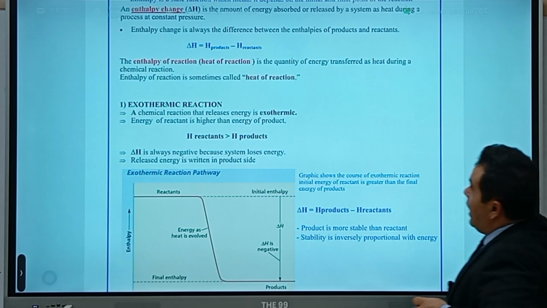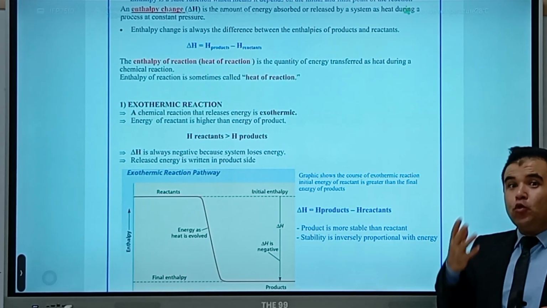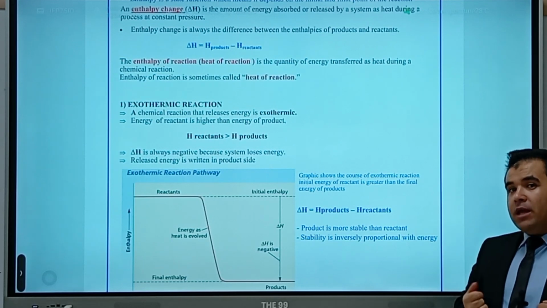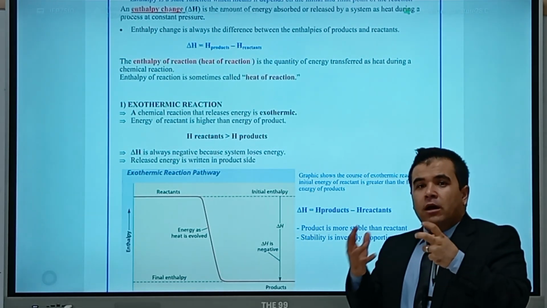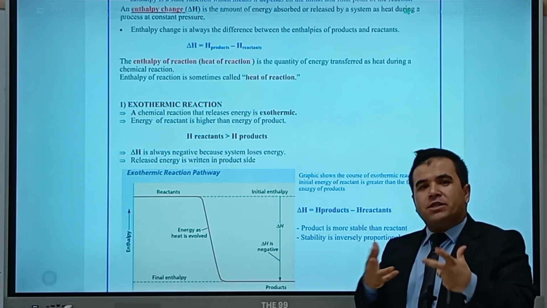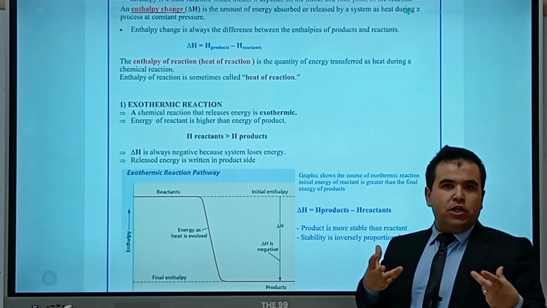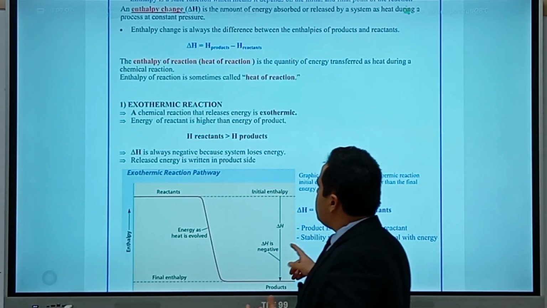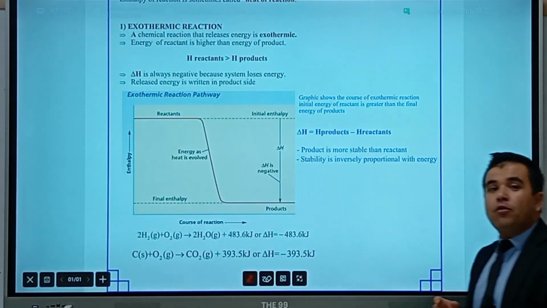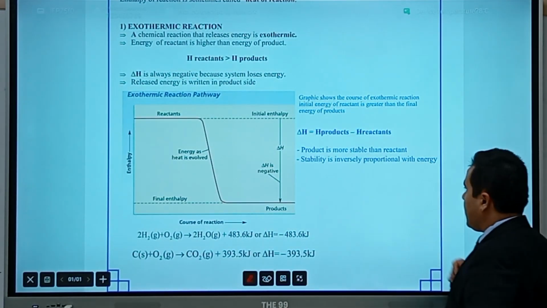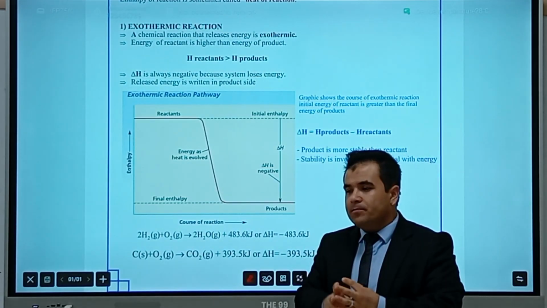Guys, we have two courses of reactions. Two courses. One exothermic, the other endothermic. Here we will be explaining the differences between those two courses, the position of reactant and product in terms of energy levels, and then the stability of both as well. Let us examine the exothermic course. Guys, exothermic means releasing heat.